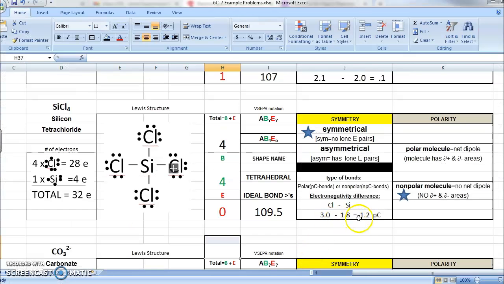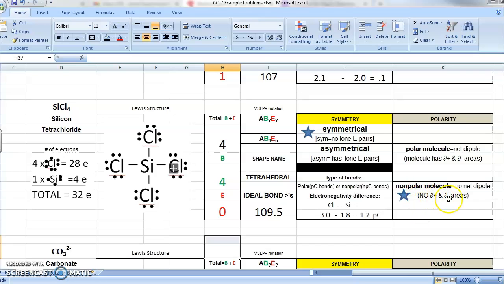3.0 minus 1.8 is 1.2. That is polar. So the bonds are trying to be polar. The chlorines are trying to pull the electrons to them. The problem is, since it's symmetrically shaped, they are pulling against each other, equal and opposite. So all the little dipoles that are trying to form end up canceling out. Our molecule then, that's what makes it nonpolar. When it's symmetrical, whether there's polar bonds or not, the molecule is going to be nonpolar.